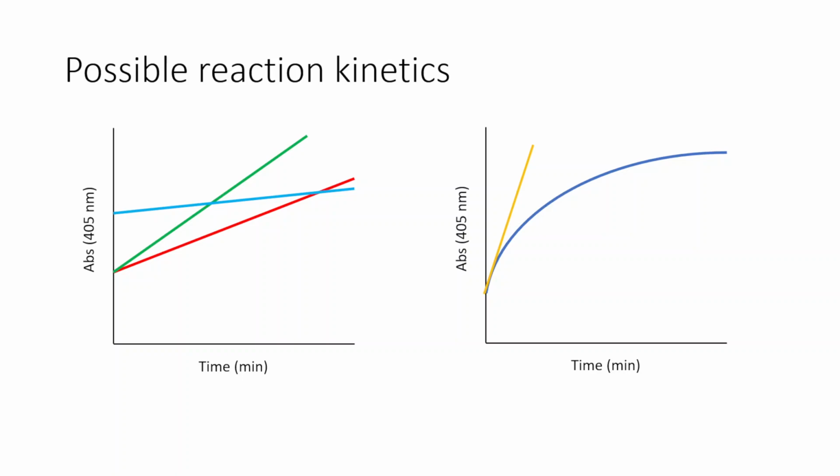So in this case, we have on the left the red, the green, and the blue lines. The green line of all of those three still has the steepest slope, and so that green line represents the fastest reaction rate.